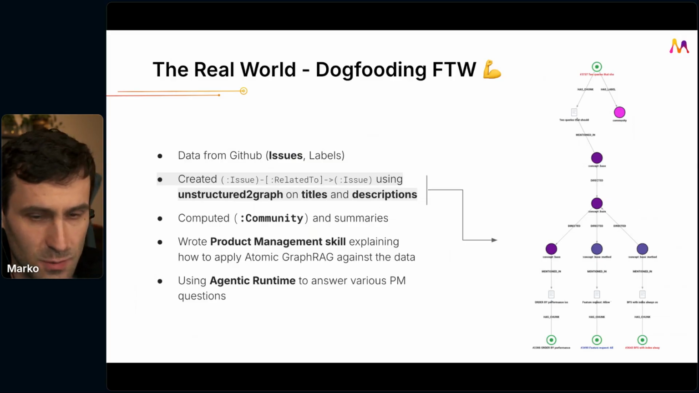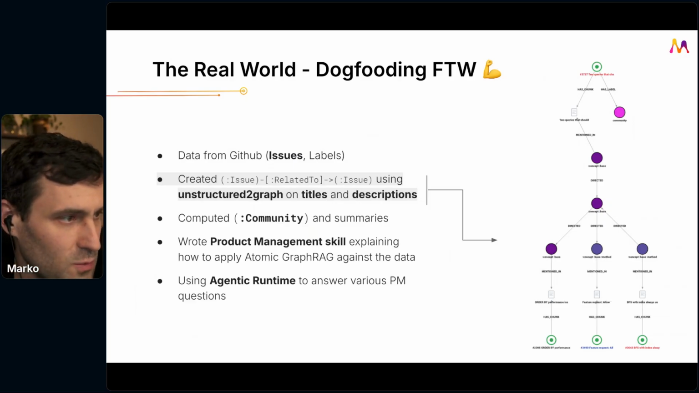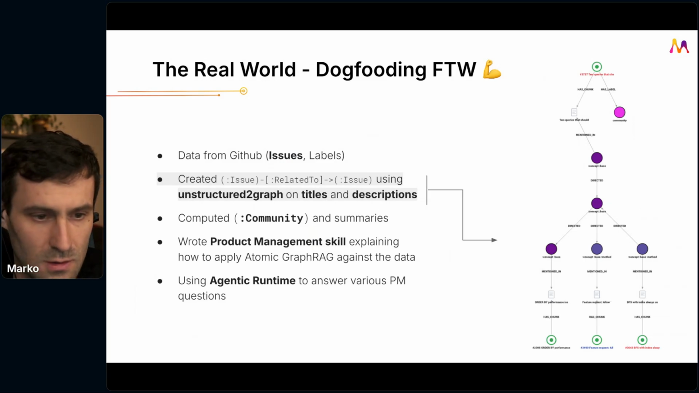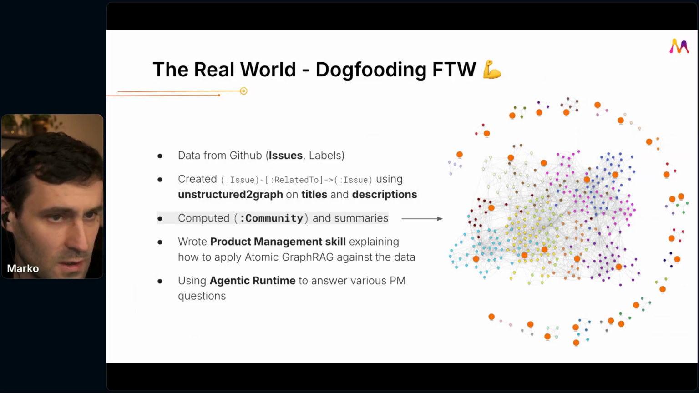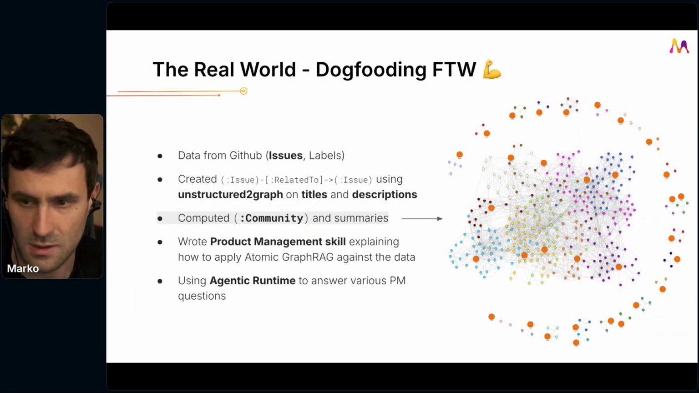Once you have those related-to edges, because they connect similar nodes, let's say issues, it's actually possible to compute communities of those issues and then run summaries. And that's how the whole graph looks. The bigger nodes are community nodes, which hold those summaries, and the different colors are representing the communities. A node of the same color belongs to the same community, and based on that, you can run query focused summarization and such things.